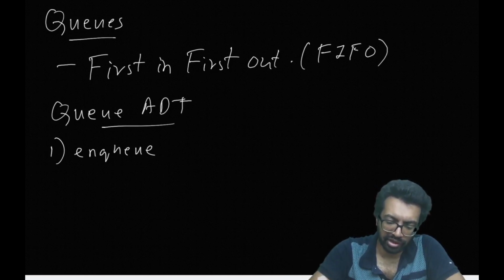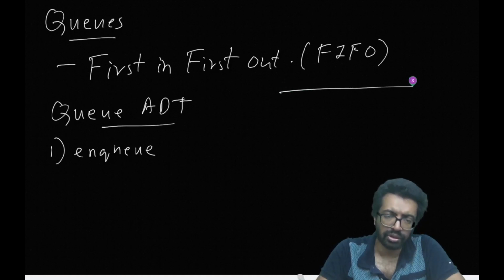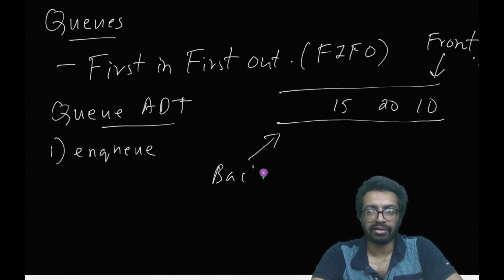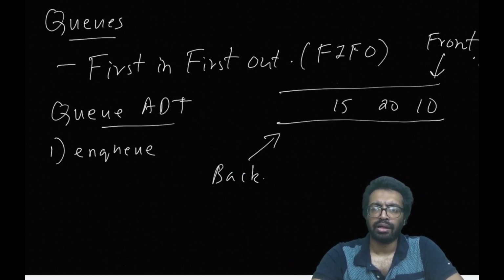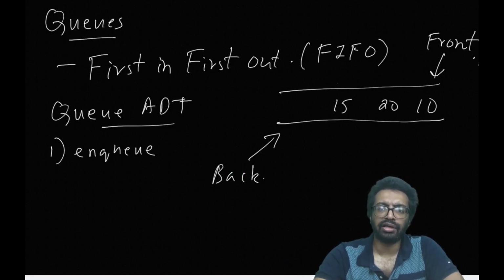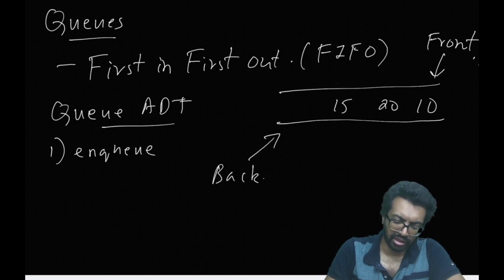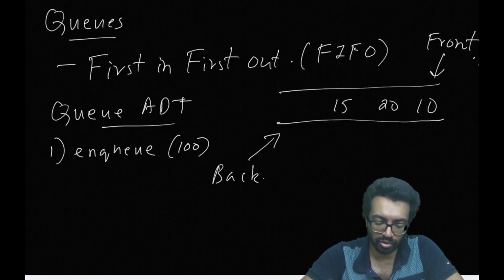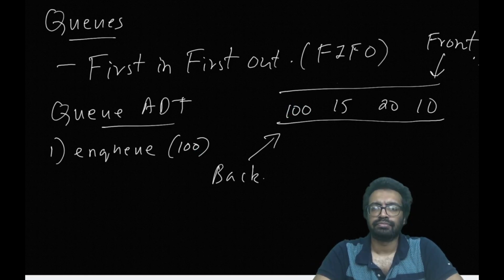So let me have a picture of a queue here. I have a queue of numbers, and this queue has a front and a back, as you know, right? Now, when you enter a queue, let's say you want to Enqueue 100. If you Enqueue 100, what will happen? It's going to go to the back of the queue.